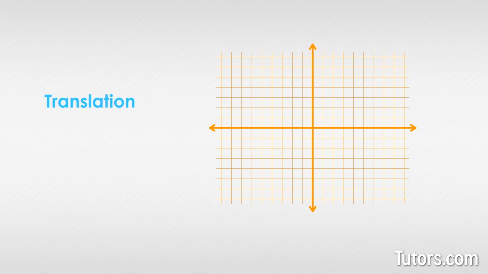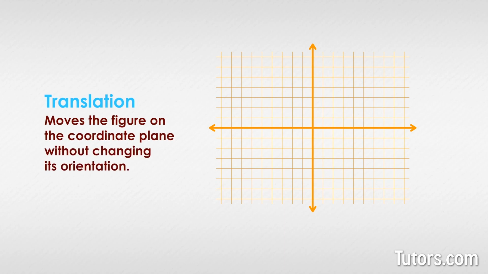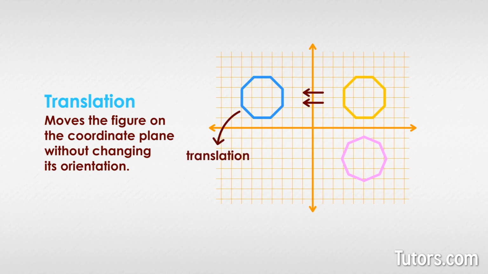Finally, we have translation. A translation moves the figure on the coordinate plane without changing its orientation. Which octagon image below, pink or blue, is a translation of the yellow preimage? The correct answer is the blue octagon. The blue octagon is a translation, while the pink octagon has rotated.